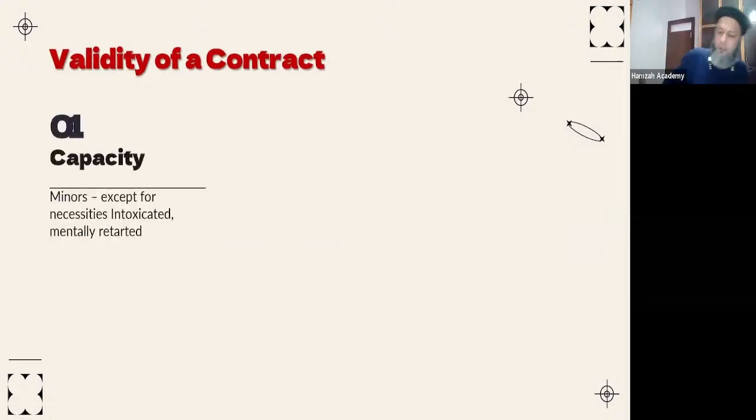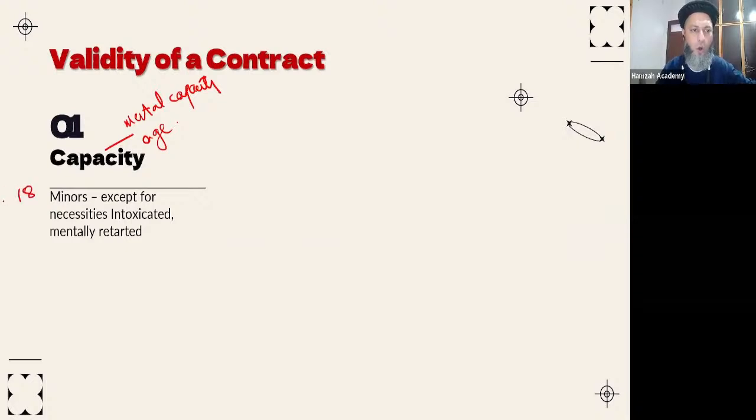Number one is the capacity. Capacity means the mental capacity or the age, two things. Mental capacity and age. For age, one who's below 18 years in law in UK, that is called a minor. And minors cannot enter into contracts except for necessities. What does it mean? I'm going to explain to you and then I'll ask you a very interesting question after that.